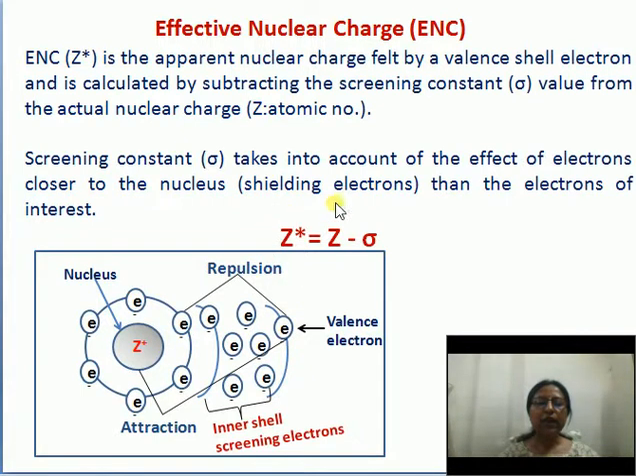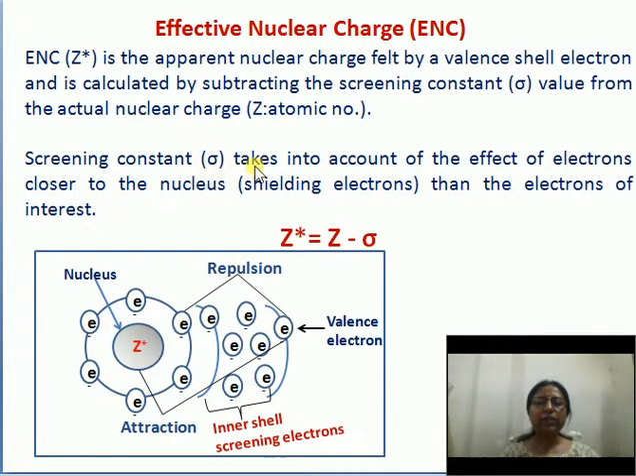You see here, this is the equation to calculate the effective nuclear charge, which is called Z star. We have to subtract this sigma value, which is called the screening constant value, to know this Z star value. And this sigma we are going to calculate using Slater's rule. So effective nuclear charge is the apparent nuclear charge felt by a valence shell electron and is calculated by subtracting the screening constant value from the actual nuclear charge. And this Z is the actual nuclear charge.